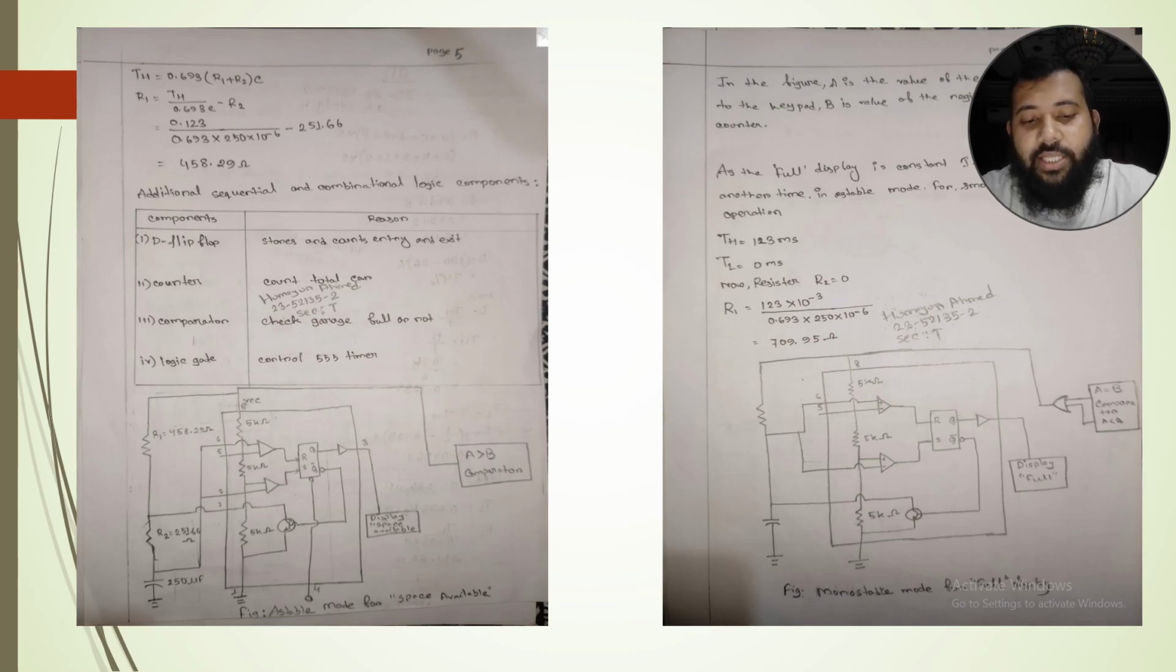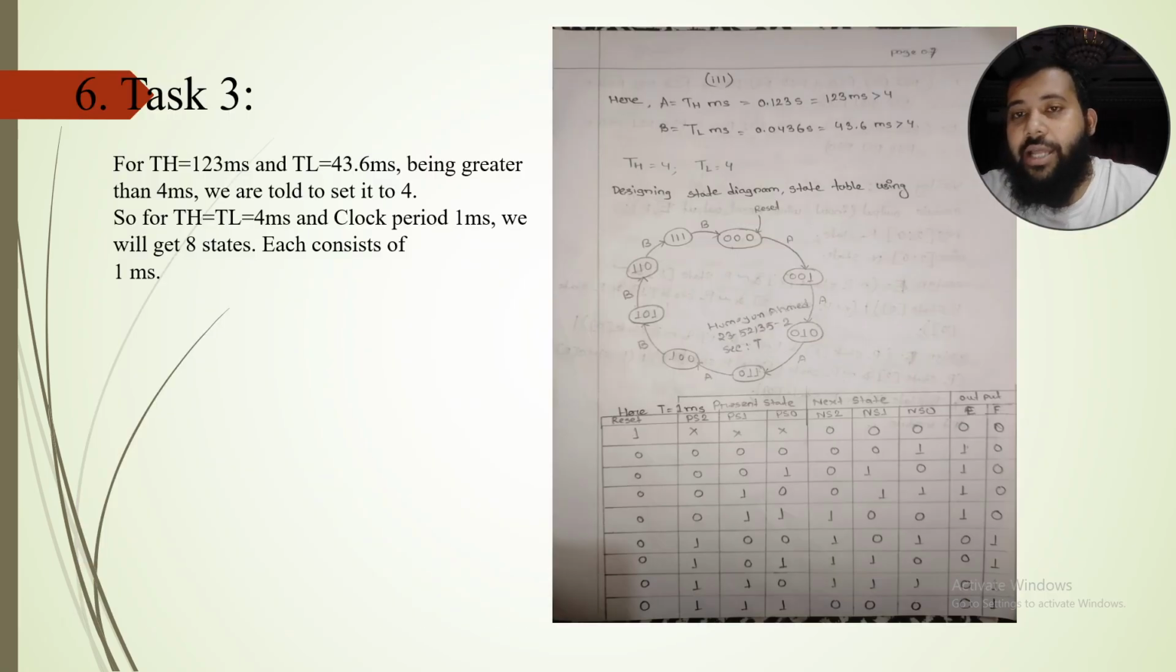I have decided to use another timer in astable mode for smooth counting. That's also part of task 2. Then task 3 is related to the task 2 values, where I calculated TH as 123 ms and TL as 43.6 ms, which is greater than the 4 millisecond limit for both TH and TL.